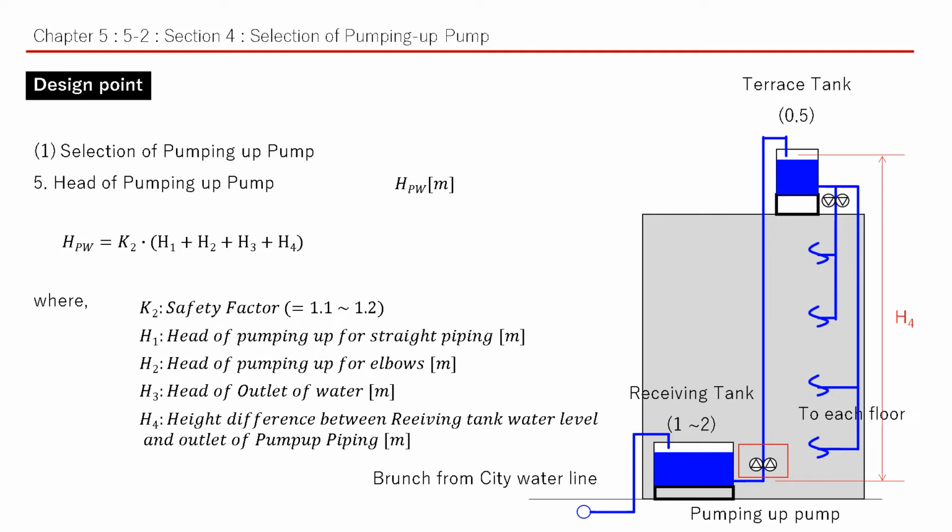H4 is the height difference between the receiving tank and the outlet of piping. It means how much height is needed to pump up the water. After calculating each head, we will make the sum of H1 to H4 and consider a safety factor. So, we completed water volume and head calculation for the pumping up pump.